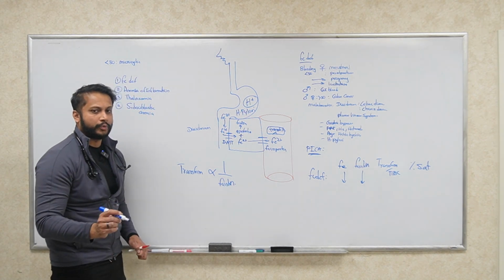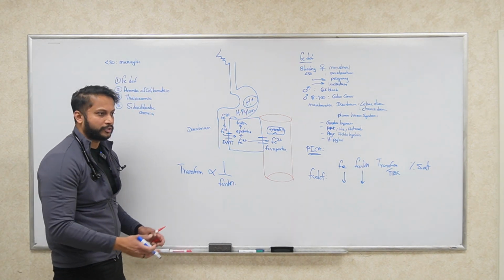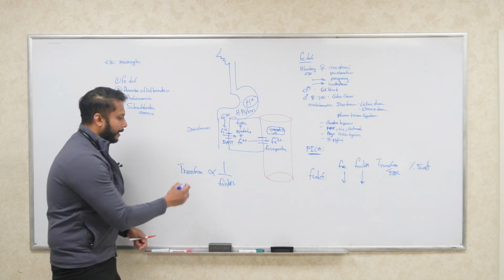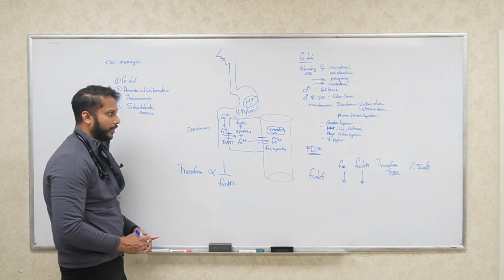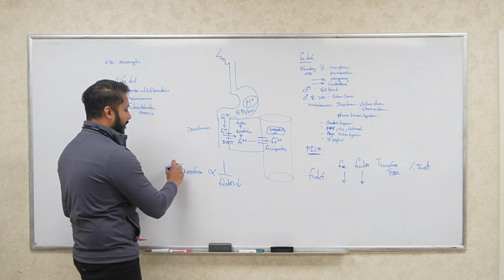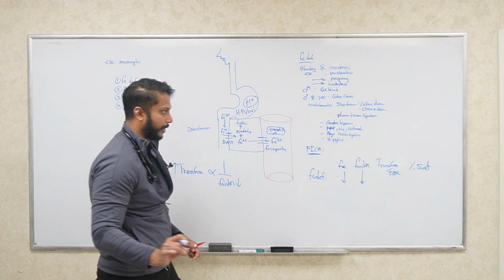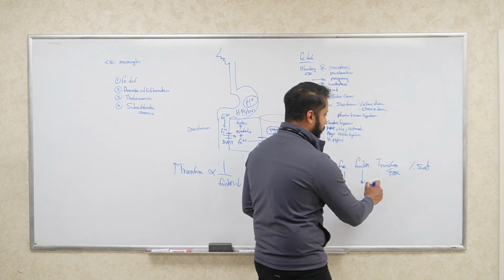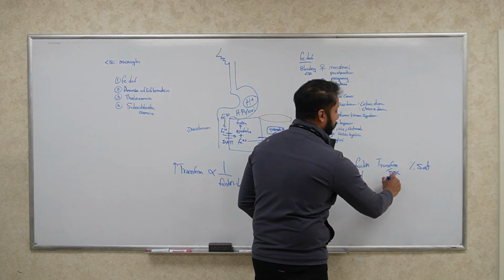Transferrin is a transfer protein that's produced by the liver. Its job is to bind iron and transport it around. It has an inverse relationship to ferritin. So if your ferritin goes down, what happens to transferrin? It goes up. That's it. Pretty straightforward. Okay, so in this case, since ferritin is going down, transferrin should go up.